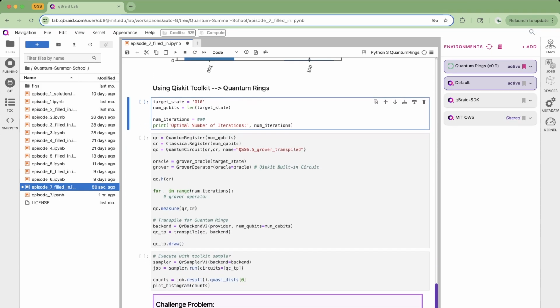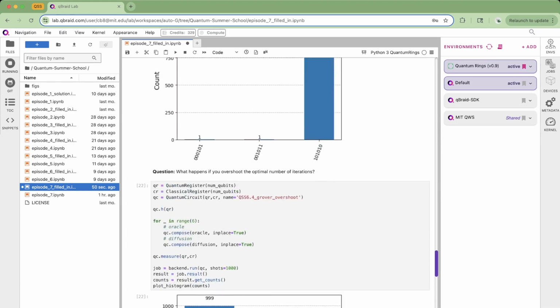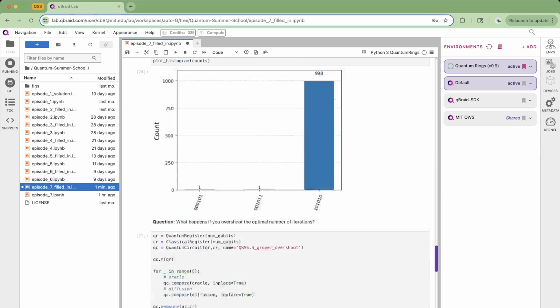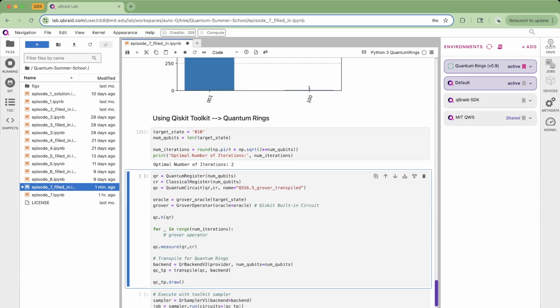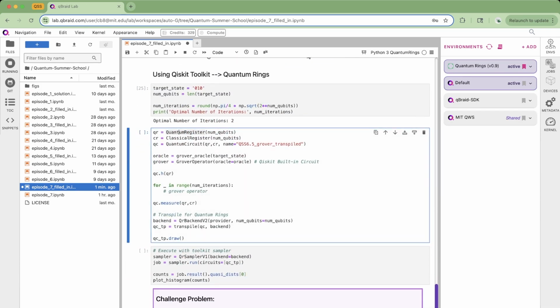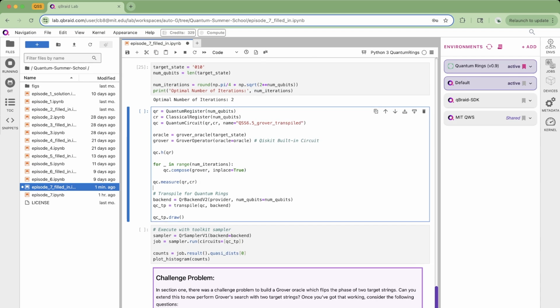So here's an example. So same thing as before. I'm just going to grab the optimal number of iterations from up here. But now we have to use the same oracle that we already built, but now we can use a built-in Qiskit circuit called Grover Operator, and all we have to do for that is provide the oracle. And then we can just use that Grover Operator instead. And then we need to transpile this so that we can run it on the Quantum Rings backend. So the way that you do this is you just specify the backend and the provider and the number of qubits, and then you can use this function transpile.